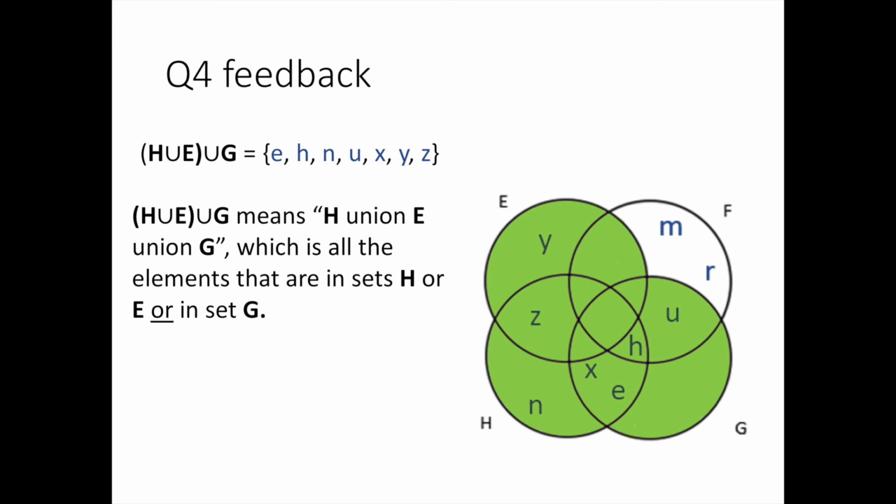Finally, question 4, feedback. This question asked for the elements in H union E union G. This is all the elements that are in sets H or E or in set G. In this case, it was the letters E, H, N, U, X, Y, and Z as shown by the shaded area in this diagram.